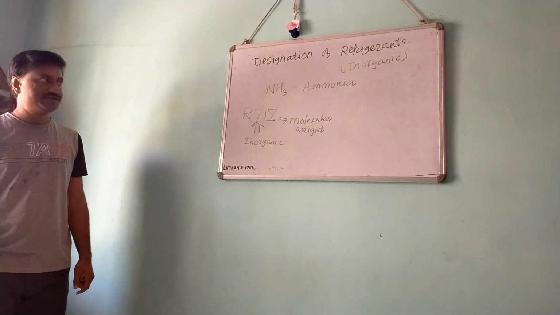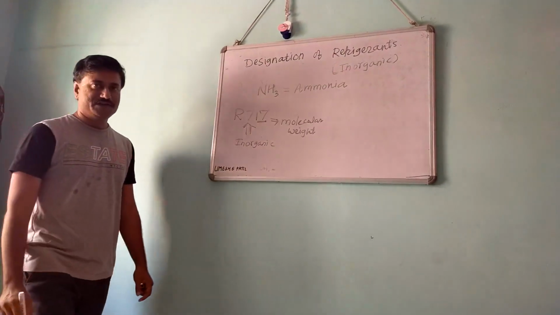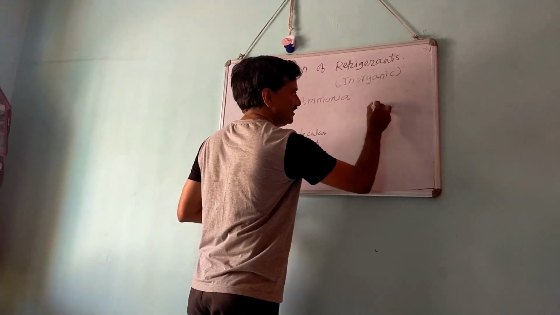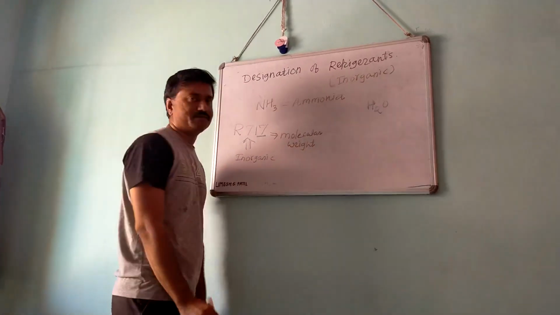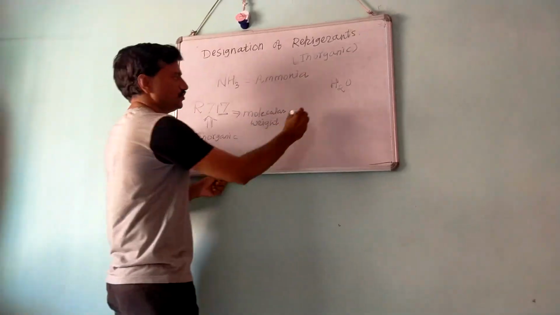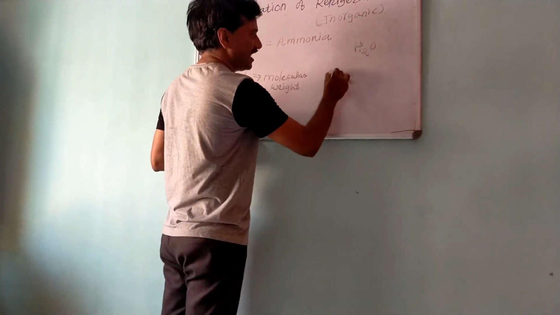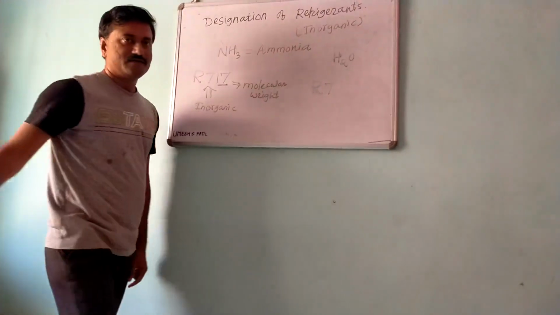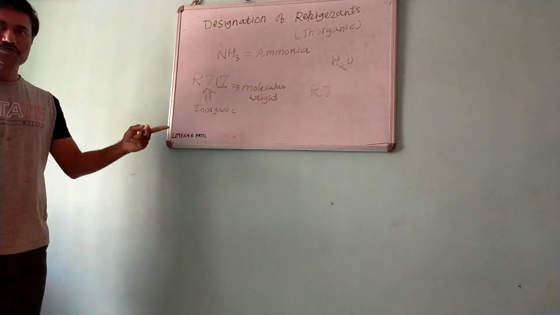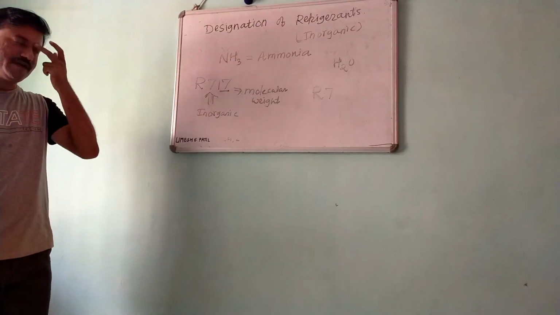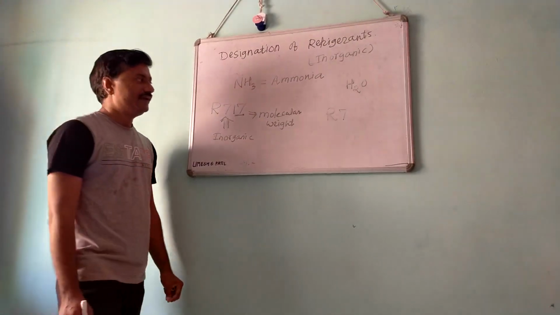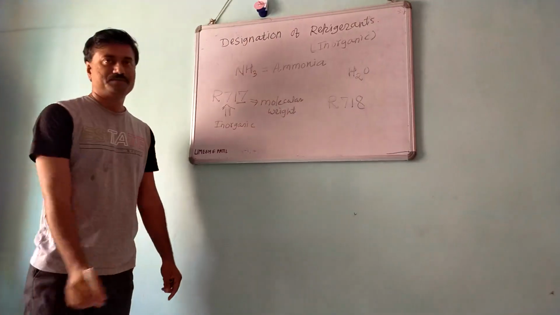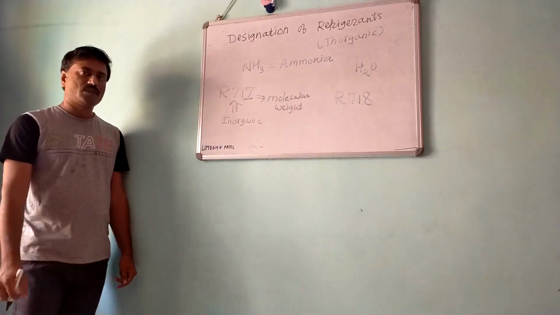The next commonly used inorganic refrigerant is water. So let's find the designation of water. For an inorganic refrigerant, any refrigerant starts with letter R, the first digit is 7 and the next 2 digits are the molecular weight. The molecular weight of water is 18. So it will be R718. Thank you.